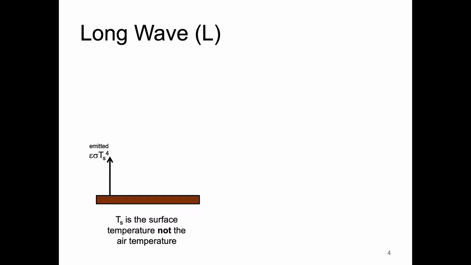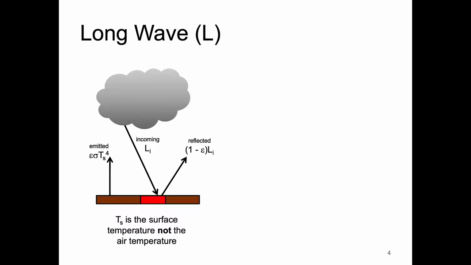Moving on to the long wave radiation, we start at the surface where you've already been introduced to the Stefan-Boltzmann equation, which we use to describe the outgoing long wave radiation emitted by the planet. So it's a function of the surface temperature Ts, not the atmospheric air temperature, as well as the emissivity of the surface represented by this epsilon term. Because we have an atmosphere and we have cloud cover, not all of that outgoing long wave radiation leaves the system, where some of it is redirected back down to the surface, which we refer to as the incoming long wave radiation Li. And some of that is also reflected at the surface.